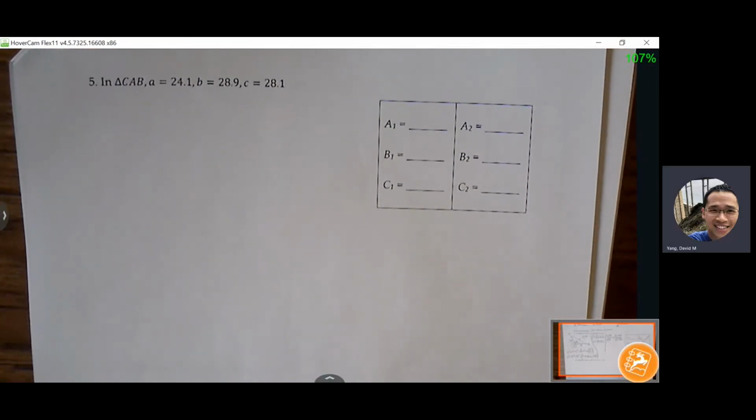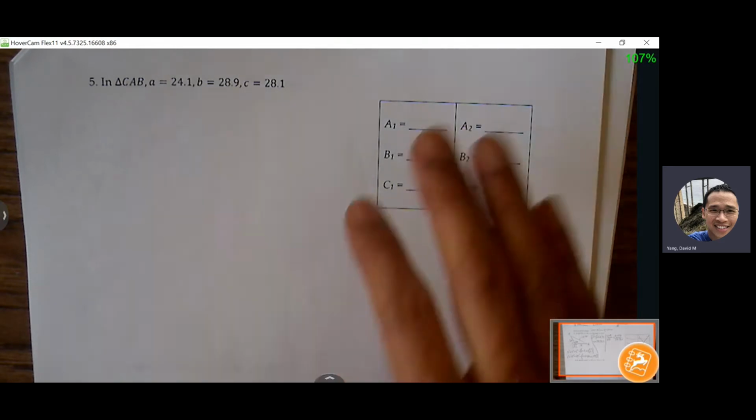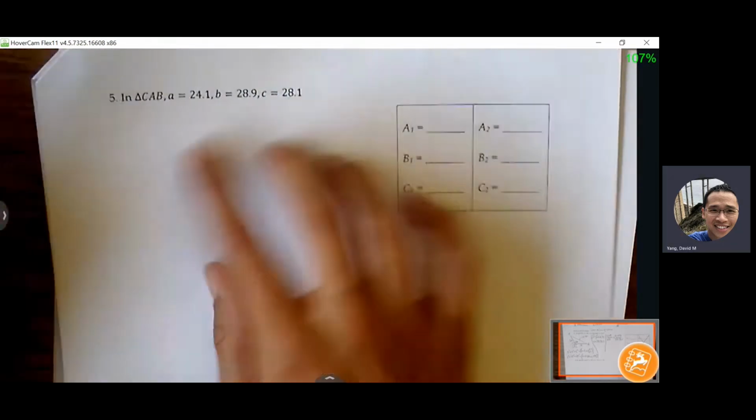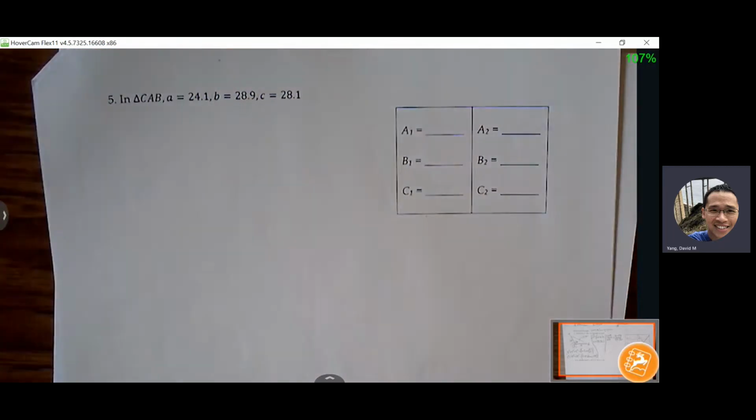Triangle CAB, side A, side B, side C. Even without looking at the triangle, you know this is going to be a what? Side, side, side. If it's side, side, side, you're going to use what? Law of cosines. Okay. All right. So I'm going to draw a triangle here.